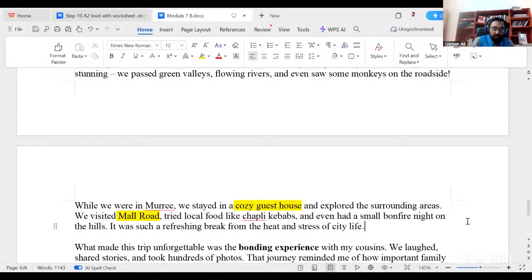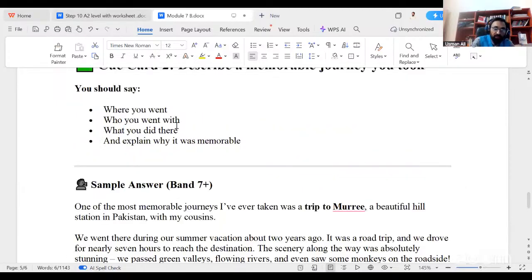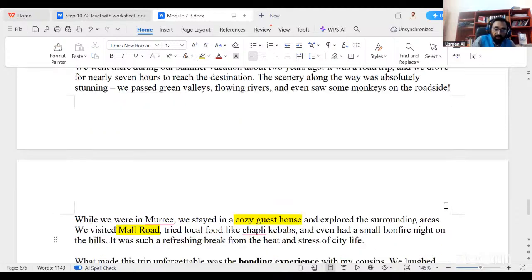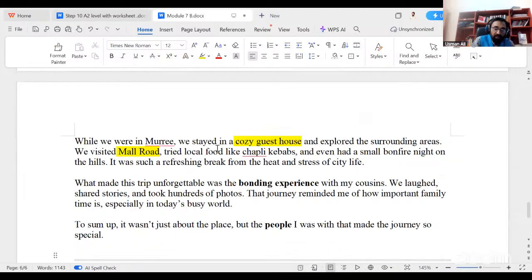Okay. So what made this memorable? Now you will have to describe, one by one, and address all the sub-questions. For example: where you went, Murree; who you went with, my cousins or my friends; what you did there, different things, visited Mall Road, bonfire night, tried local foods; and explain why it was memorable. Now I will tell you how it was memorable. So one by one, you will reply to all the sub-questions.